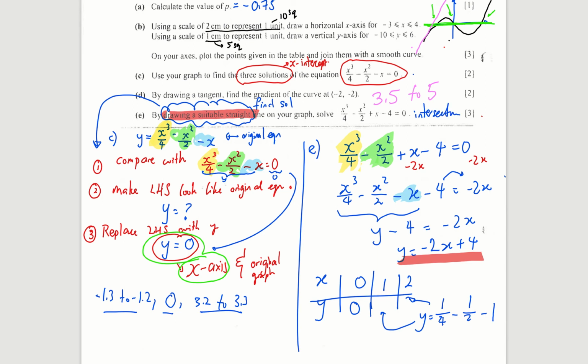I would like all of you to master this. This is very, very important. It's a very, very frequent question in O-level. And the answer you should get is x equals 2.7. Okay, I'll stop the video here.